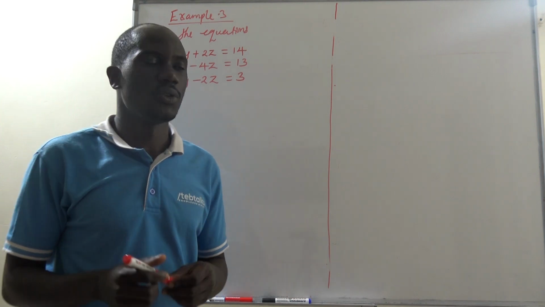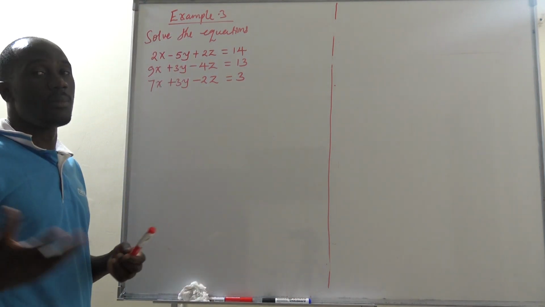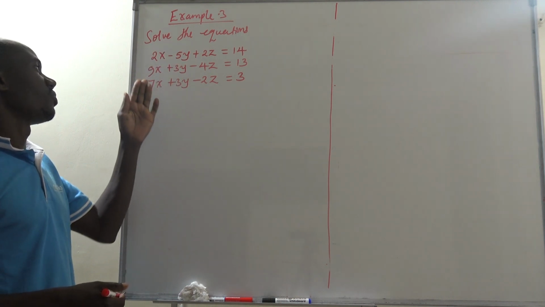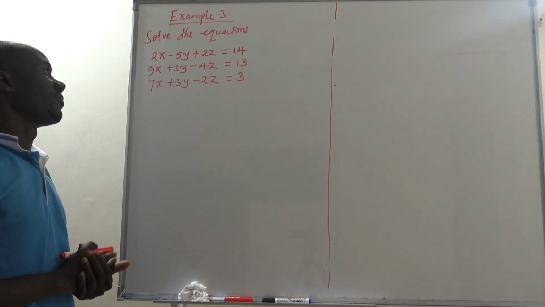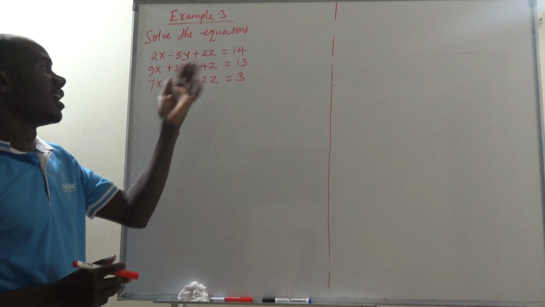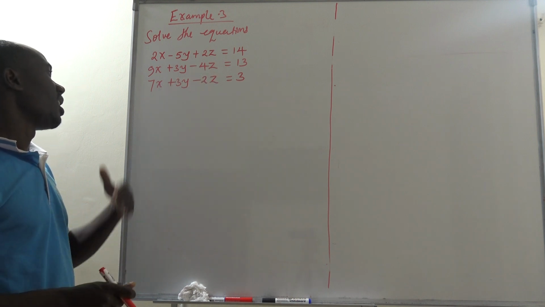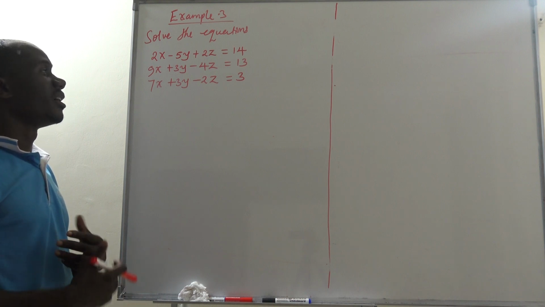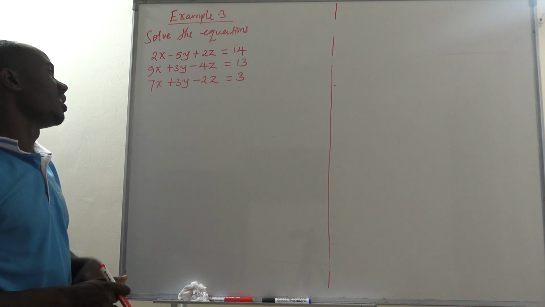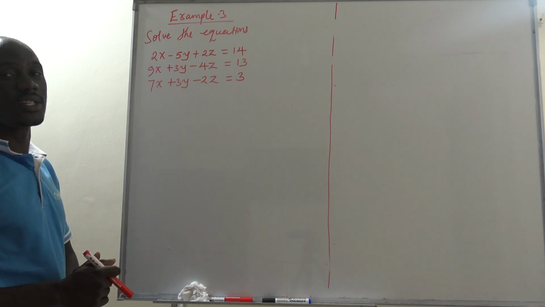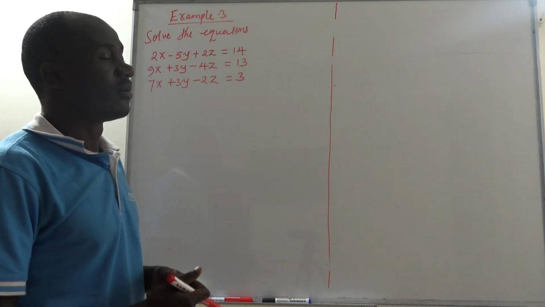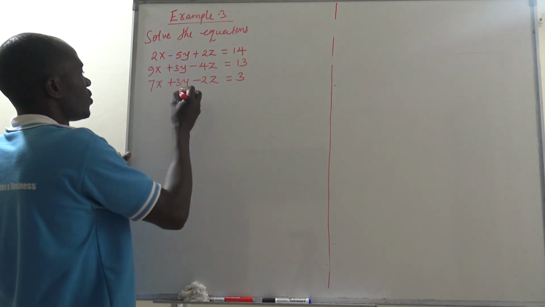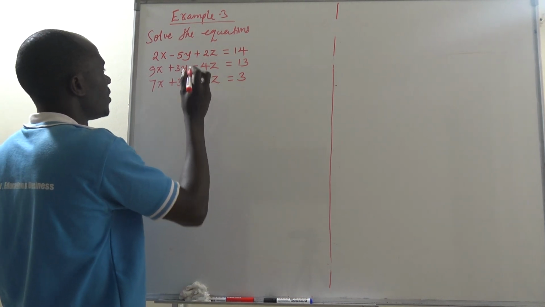So we are also continuing with the third example, still about solving simultaneous equations. Solve the equations 2x minus 5y plus 2z equals 14, 9x plus 3y minus 4z equals 13, and 7x plus 3y minus 2z equals 3. So we are going to look at the solution.